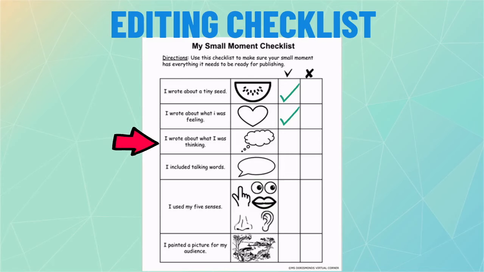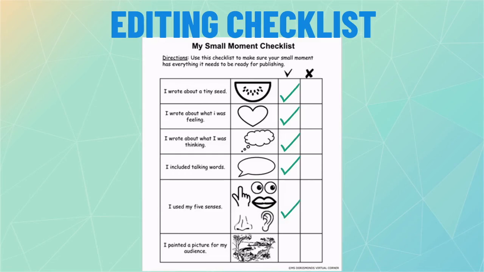Did I write about what I was thinking during my small moment? Well, I wrote about wondering if Sam waited a long time for me. That's another part I can check off my checklist. Did I include talking words? Yes, I have included dialogue at the beginning of my story when I said goodbye to my mom. I can check that part off my checklist. Did I use my 5 senses? Oh yeah, I wrote about the bird chirping in the tree above me. Check.